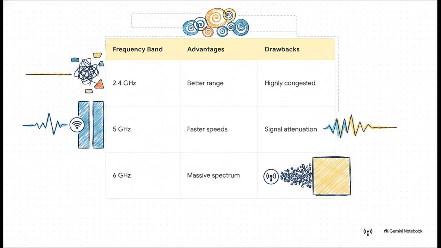The 2.4 gigahertz band is awesome for punching through walls and going the distance, but man, is it congested and prone to interference. 5 gigahertz? That gives you wider bandwidth and much faster speeds, but the signal fizzles out way faster over a distance. And the newest 6 gigahertz band provides a massive new spectrum for ultra-low latency, but it is incredibly sensitive to physical barriers. So no single band is universally better. It completely depends on your usage scenario.